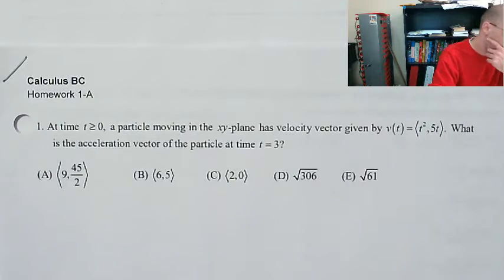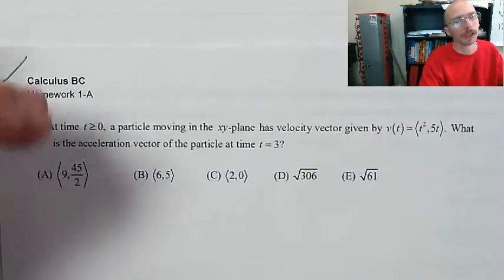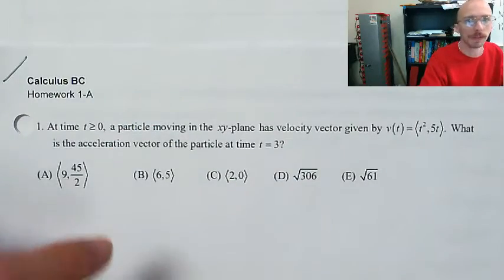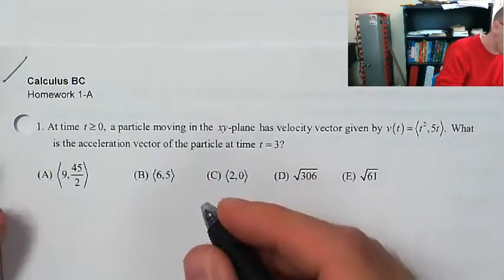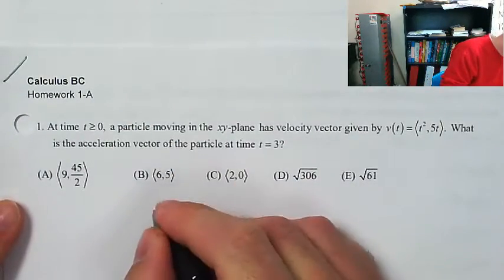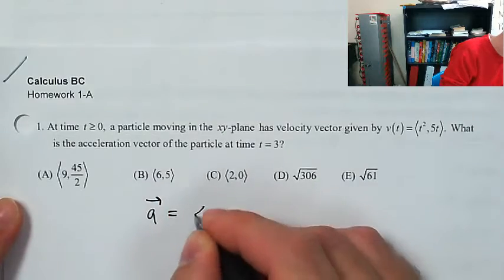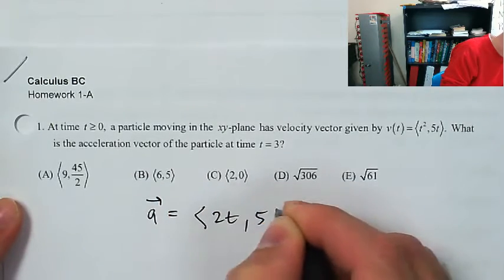So, for time t greater than or equal to 0, a particle moving in the xy plane has velocity vector given by v equals t squared and 5t. What's the acceleration vector of the particle? Acceleration is the derivative of velocity, and if velocity is a vector, then we take the derivative of that vector by taking the derivative of each of its components. So I know that a is going to equal 2t and 5.